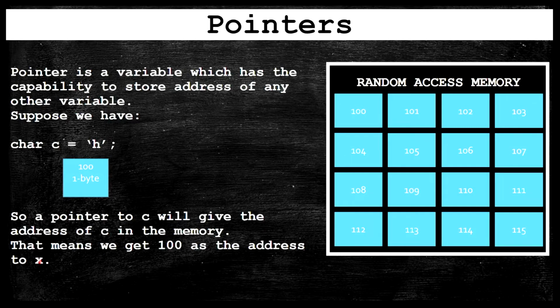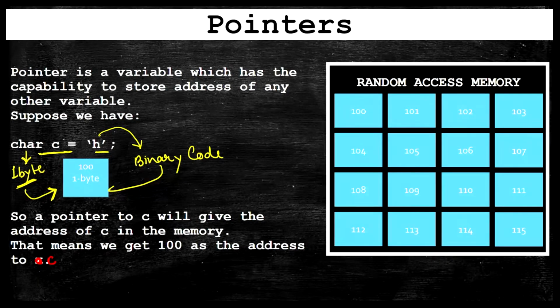Let's take an example. Suppose we have this example, char C equal to H. How many bytes does char have? Char has 1 byte. So 1 byte of space for char. That means how many blocks? Only 1 block. So when we declare char C equal to H, this H will be converted to some binary code, and after being converted to binary code, it will get stored in this 1 byte.